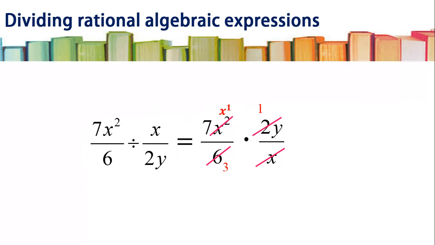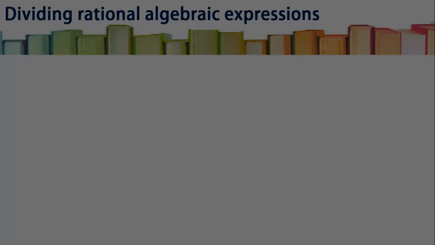So, 7 times x times 1 times y, that is 7xy, and then 3 times 1, that is 3. So our answer 7xy over 3 is already in simplest form. Next example.